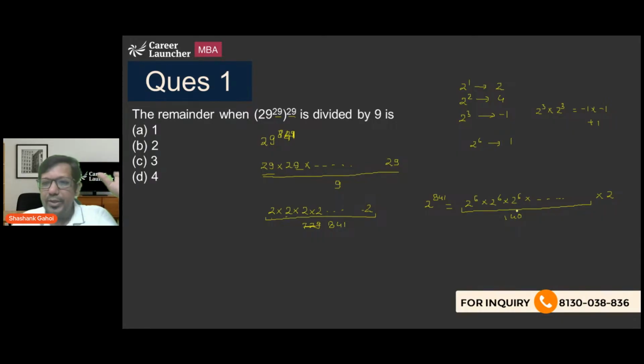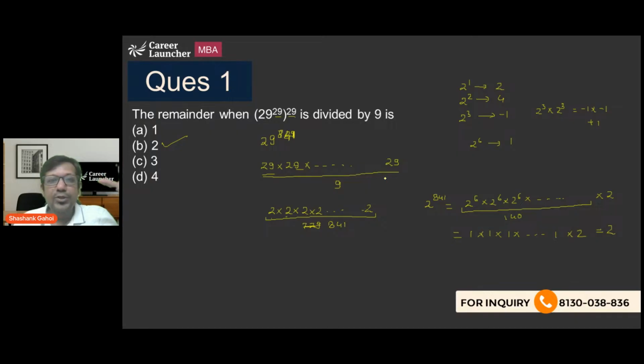Don't worry about it. So basically this becomes 2 power 6 power 140 into 2. Now in each case, I'm going to get a remainder of 1. So 1 into 1 into 1 into 2. So overall remainder comes out to be 2, and that's how we can calculate. That's how we can get the answer of these kind of questions. So make a pattern until you get a remainder of 1, and you can get the answer directly.